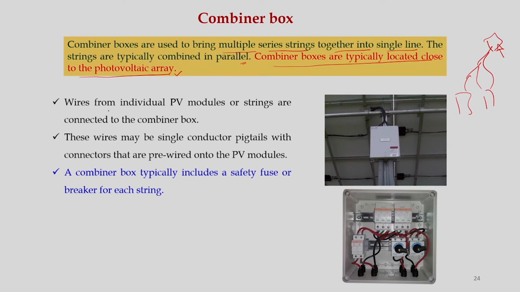These wires from individual PV modules or strings are connected to the combiner box, and these wires may be single conductor pigtails with connectors that are pre-wired into the PV modules. So, already these wires come with the PV module when we purchase new PV modules. A combiner box typically includes a safety fuse or breaker for each string. What you can see here are the safety fuses, attached in the combiner box. It looks something like this.